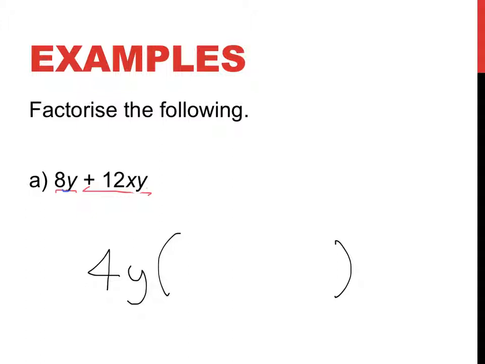Now I ask myself, what do I multiply 4y by to get 8y? Start with your numbers first. What do I multiply 4 by to get 8? 2. I've already got a y there, so that's that one done. Now I need to ask myself, what do I multiply 4y by to get a plus 12x? Well, I know it's going to be a plus something because it's a positive. 4 multiplied by what is 12?